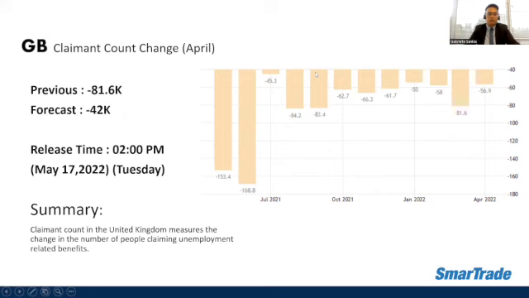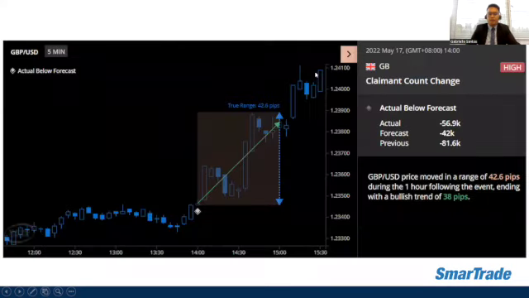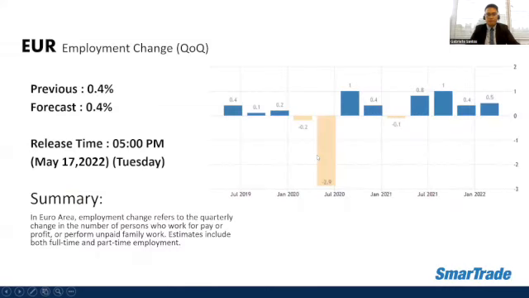All right, so the actual data was negative 56.9K. So even though this one is slightly better, the claimant count change is still a negative figure for the month of April for UK. Right after the event, the price of the British pound against the dollar moved in a range of 42.6 pips. And 1 hour after the event, it ended with a bullish trend of 38 pips.